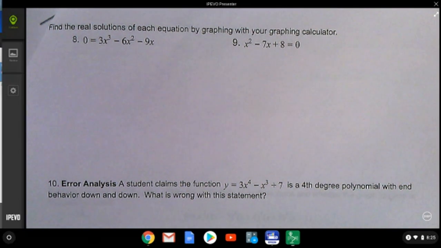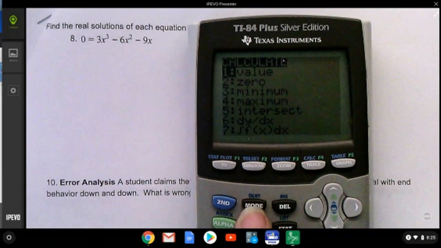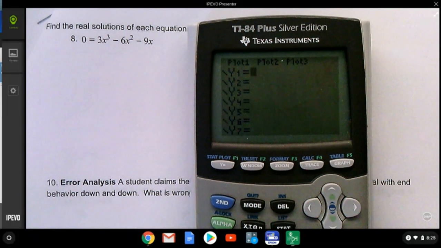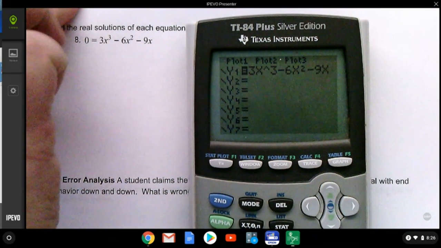Which one was this? This is number 8. Notes. I have no idea what notes. Let me see them. 5-2B maybe? This one? Yep, 5-2B, I believe. Is that what it is?